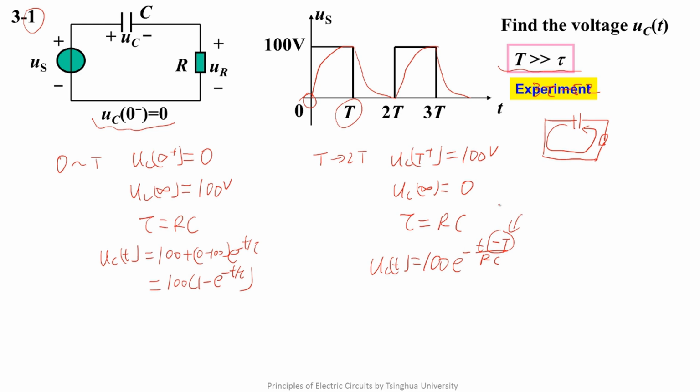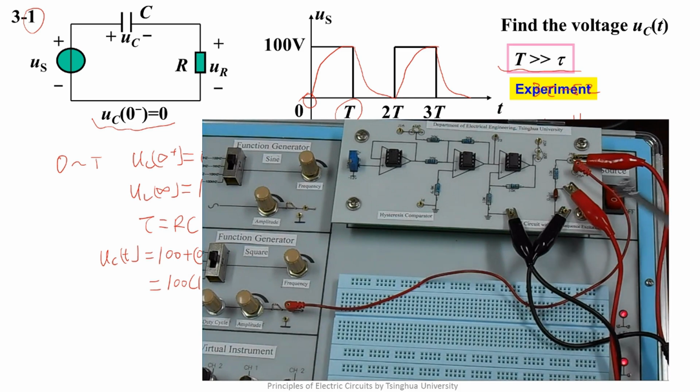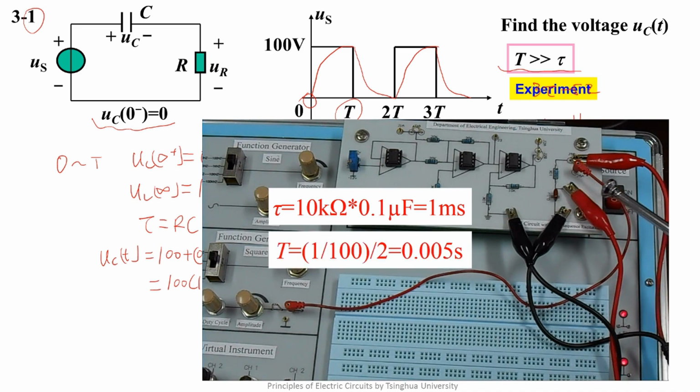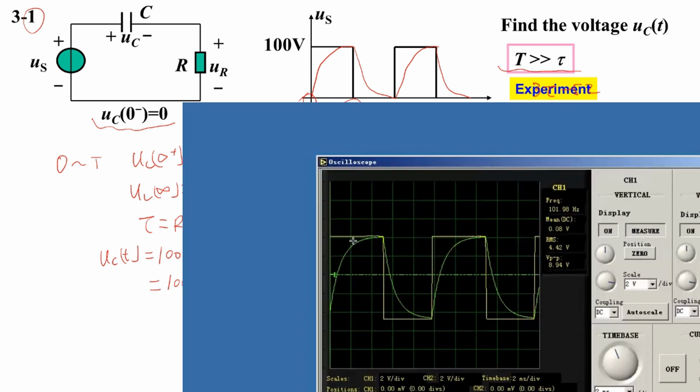Well, let's do an experiment to verify this analysis. This is the experiment of RC dynamic circuit with pulse sequence excitations. This is the experiment circuit. The resistance is 10K and the capacitor is 0.1 microfarad, so the time constant is 1 millisecond. The input is a square signal produced by the virtual signal source, and it's connected to channel 1 of the virtual oscilloscope. The frequency is 100 Hz, so the period is 10 milliseconds. The output is the capacitor voltage. It's connected to channel 2 of the virtual scope.